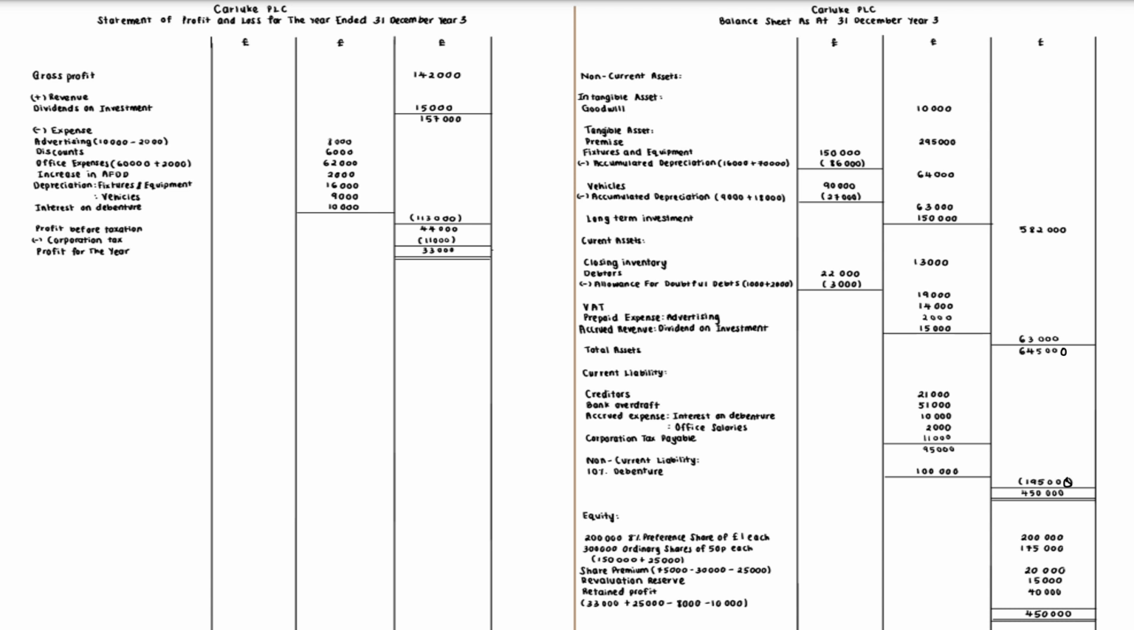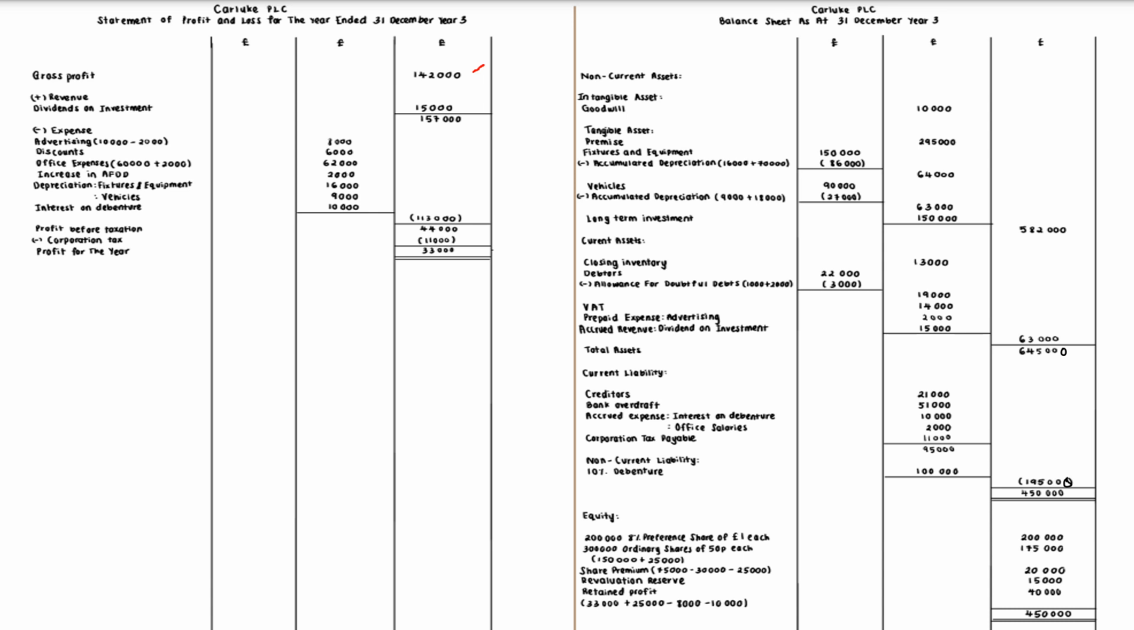Okay, let's look at the answer. Yeah, so we have our SOPL, statement of profit and loss, and statement of financial position, which is our balance sheet. Okay, let's look at SOPL first. So for SOPL, we start off with our gross profit. And the reason why we start with our gross profit, as I've mentioned earlier, in this question, the trial balance has been prepared after they have prepared the trading account. So the trading account, you don't see it here in your SOPL, okay, which is the sales minus cost of goods sold.